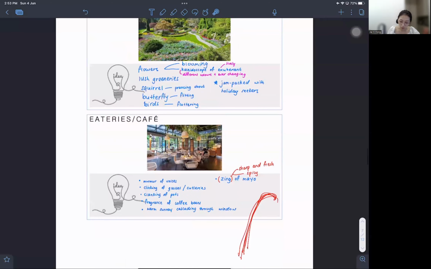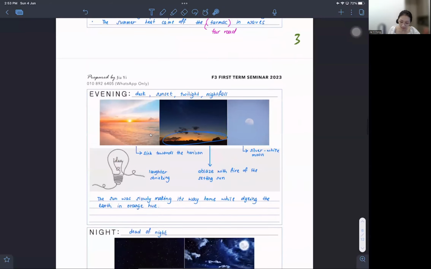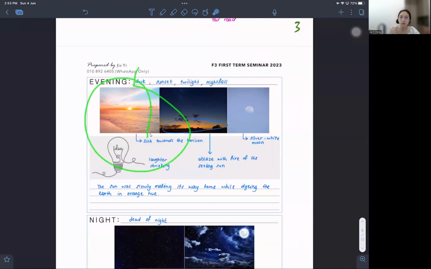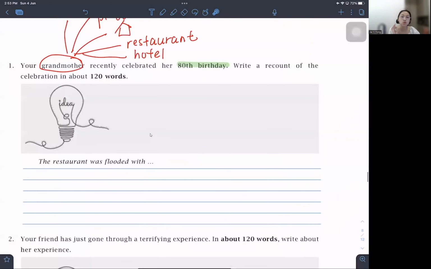I have something for you. Restaurant, we have. If you want to go to the park, we have. If you want to talk about the seaside, we have. So there's always a way for you to write. So can you please promise me that you will never use the words last Saturday anymore? Okay, so now, let's say I decide to celebrate my grandmother's birthday in a restaurant, right?